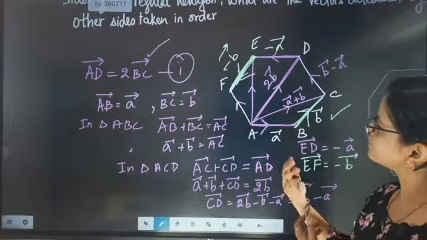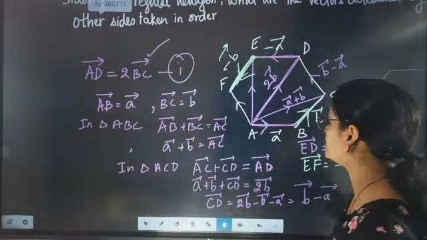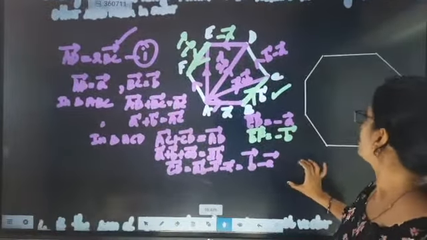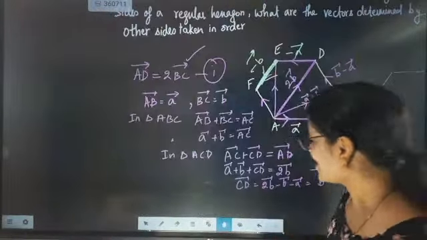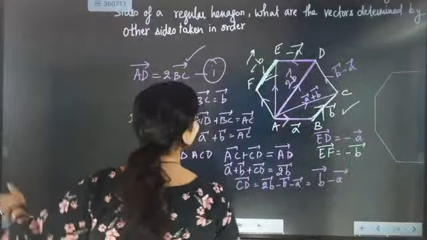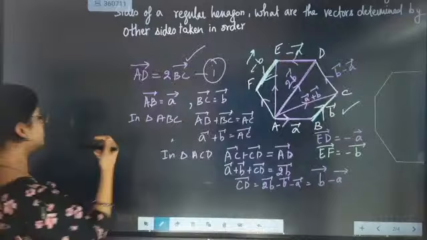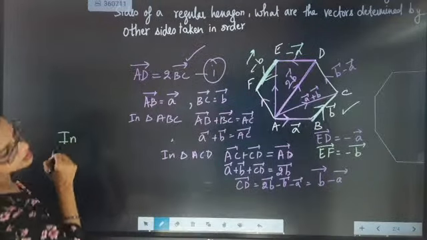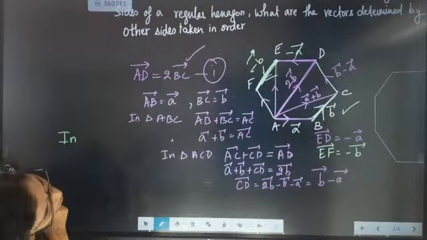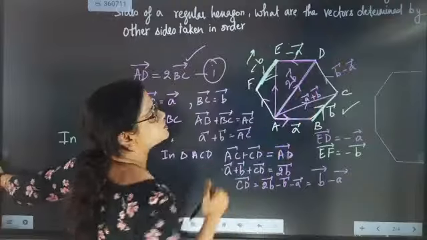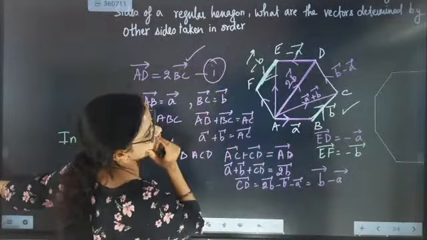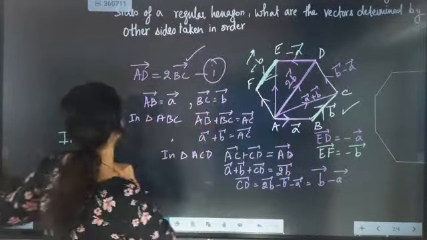What about AF? We have to find this one. Don't see my octagon, I'm going to hide that one. So now look here. In triangle AEF, we are going to take the triangle. Is it coming parallel to something? It is coming parallel to this one. So directly we can write it as A vector minus B vector. But we can find it also, no problem.